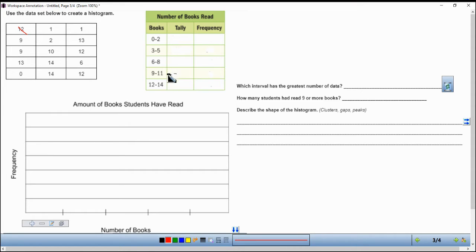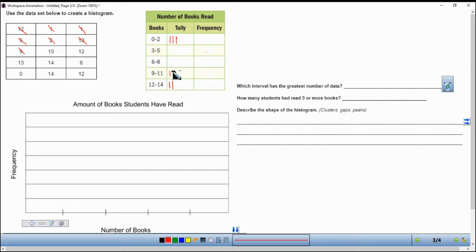So we have a 12, which is going to be in that range. We have a 1, which is going to be between 0 and 2. We have another 1. I'm just going to tally these up and see how many data points we have for each interval. And then we'll be able to make our histogram.